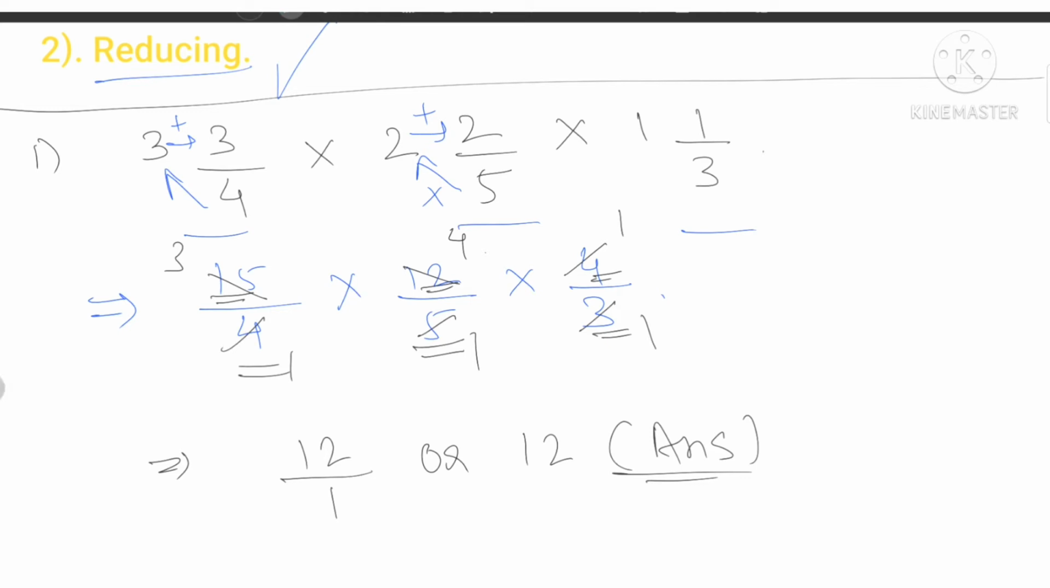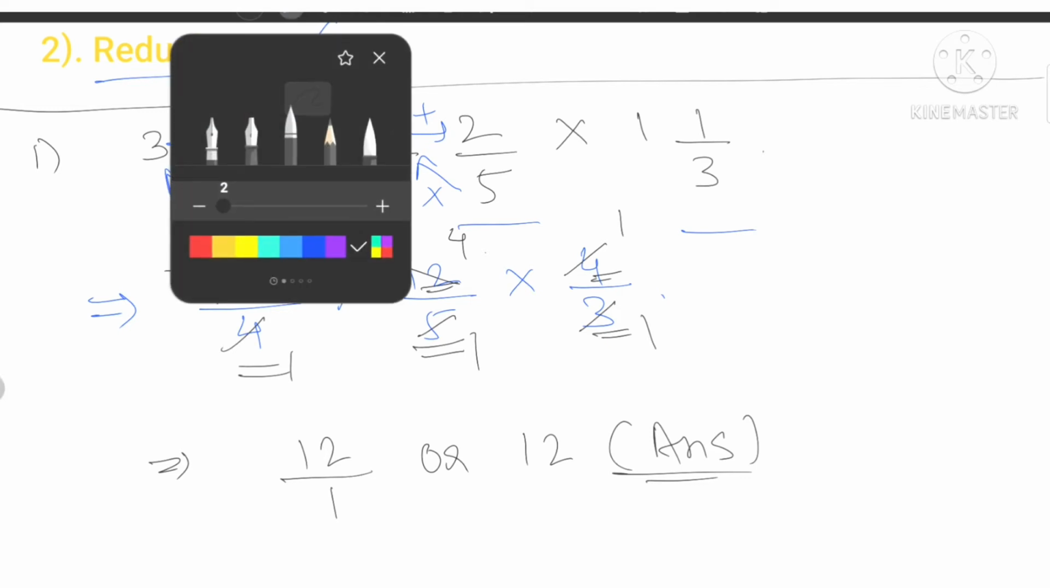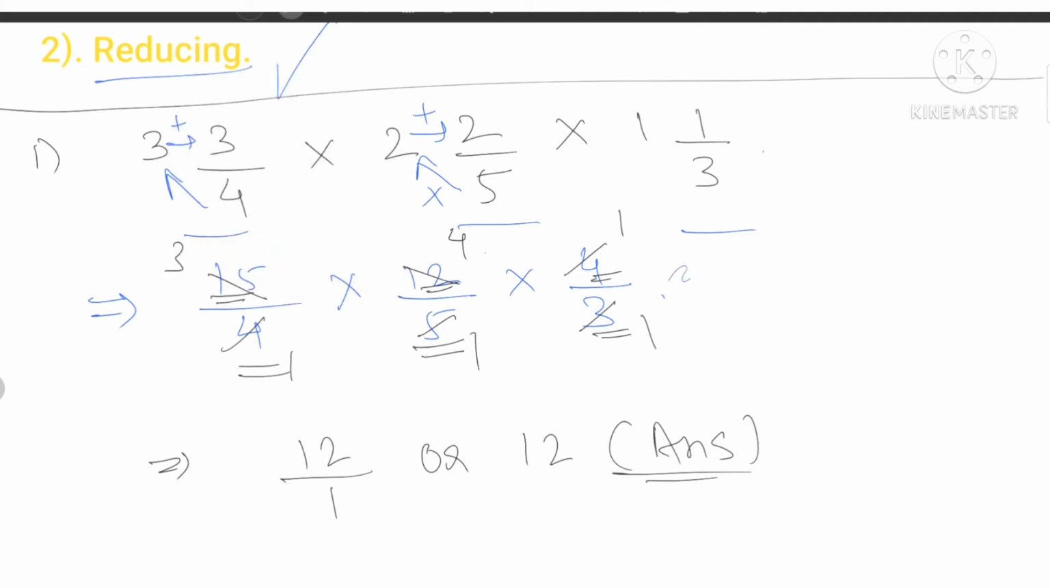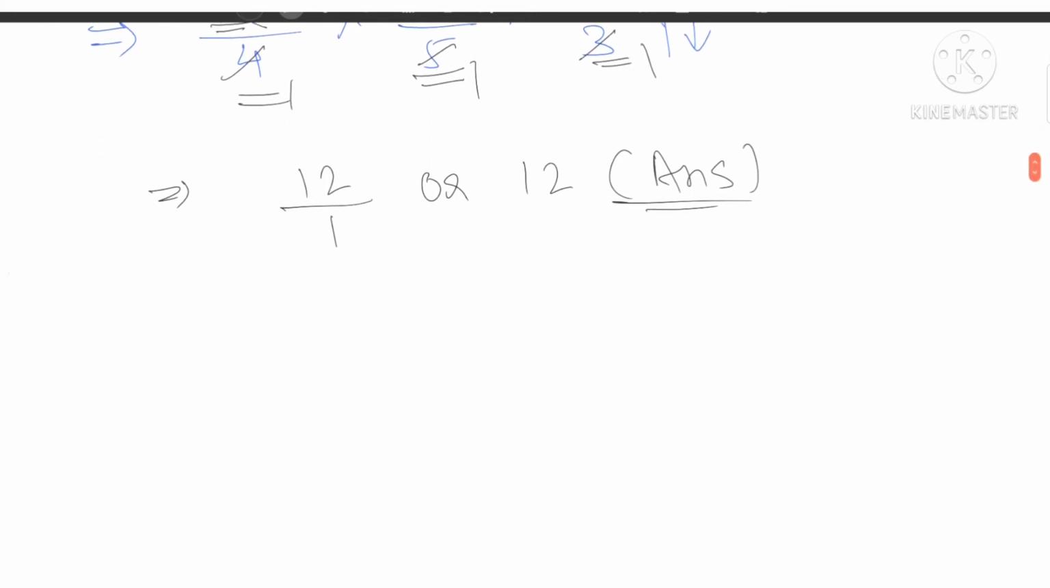Now I forgot to tell you one more way in which we can cut: we can cut like this also and like this also. Vertically we can cut. Horizontally we cannot cut. A numerator will not get cut by the next numerator. Numerator and denominator can cut. Now, second example we'll move on.